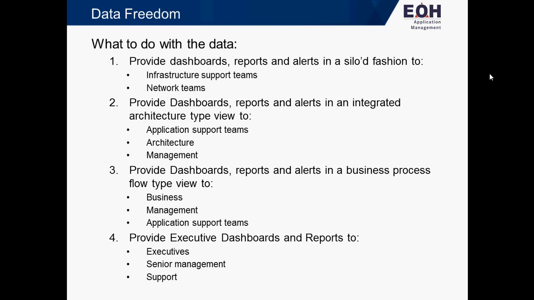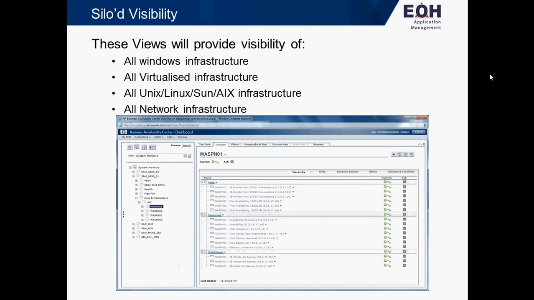And then at the 4th layer, we really talk about executive dashboarding and reports that should be provided to executive senior management and support. Tonight, however, we're really going to focus on the first 3, being your siloed approach, your integrated architecture approach, and business process flow type view. We will cover executive dashboards in a separate session. So let's look at the first, siloed visibility.